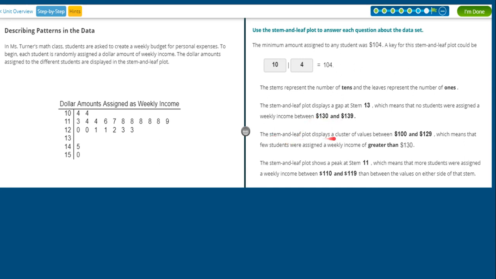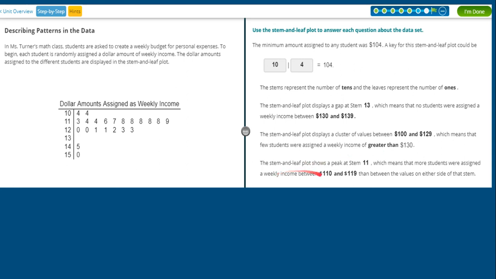So the next part says the stem and leaf plot displays a cluster of values between 100 and 129. So the cluster, based on the previous slide that I didn't talk about, you were to read it to yourself, but a cluster is where a lot of numbers are grouped close, close, close together. Well, in this stem and leaf plot, you got all these numbers right here. You can kind of look at it and see that they're grouped close together. Then you got a gap, and then you have a couple of numbers right here. All right, which means that few students are assigned a weekly income of greater than $130.